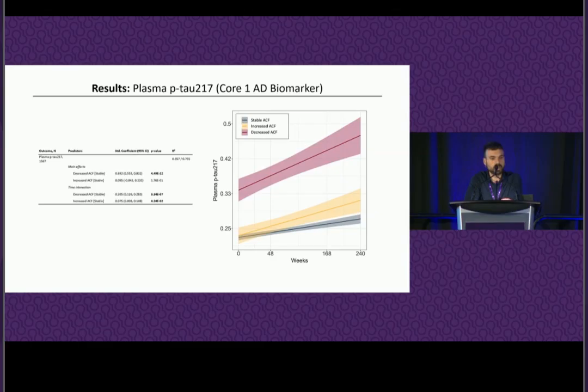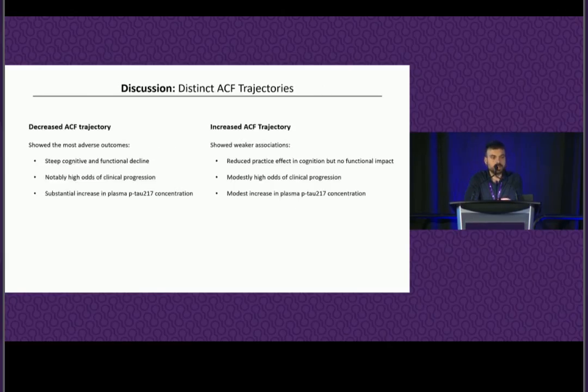Finally, regarding plasma p-tau, the decreased ACF trajectory showed initially high levels and a longitudinal increase in biomarker concentration over time compared to the stable ACF trajectory, whereas the increased ACF trajectory only showed a longitudinal increase in biomarker concentration over time. In summary, the decreased ACF trajectory showed the most adverse outcomes, including a steep cognitive and functional decline, notably high odds of clinical progression, and a substantial increase in plasma p-tau concentration, whereas the increased ACF trajectory showed weaker associations, consisting in a reduced practice effect in cognition but no functional impact, modestly high odds of clinical progression, and a modest increase in plasma p-tau concentration.